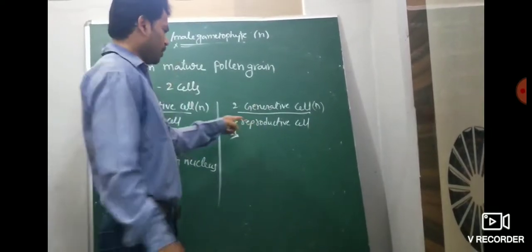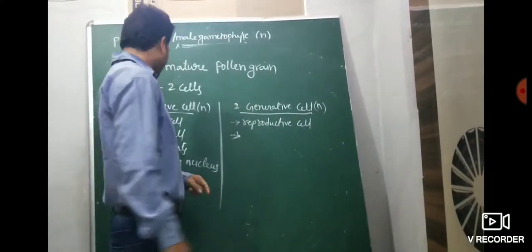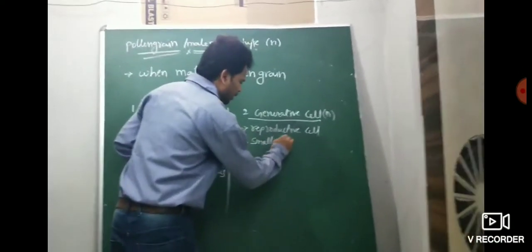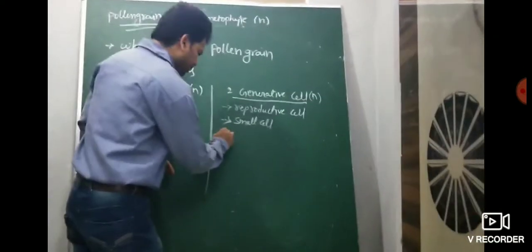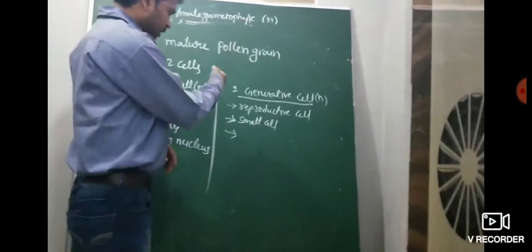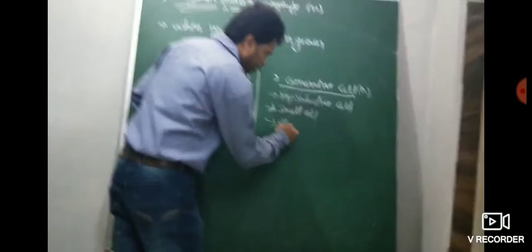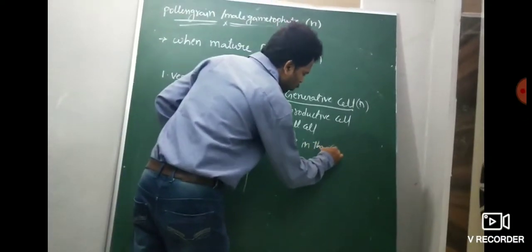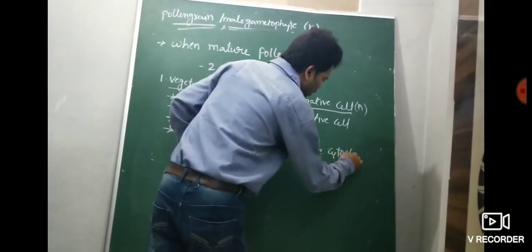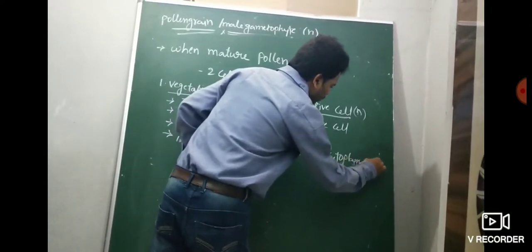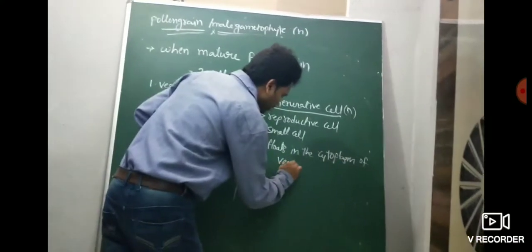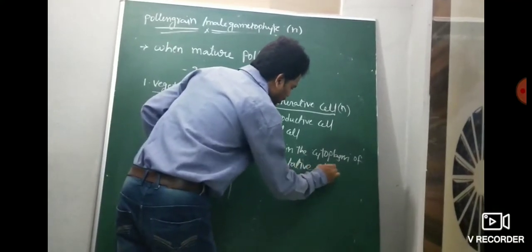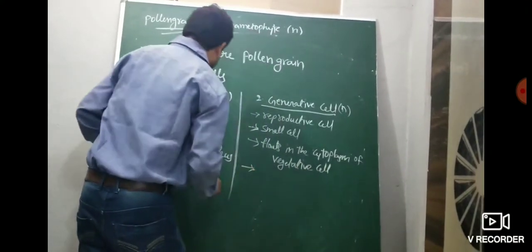I'll explain again, no problem. The generative cell is also called the reproductive cell. It is a small cell. The generative cell floats in the cytoplasm of the vegetative cell.